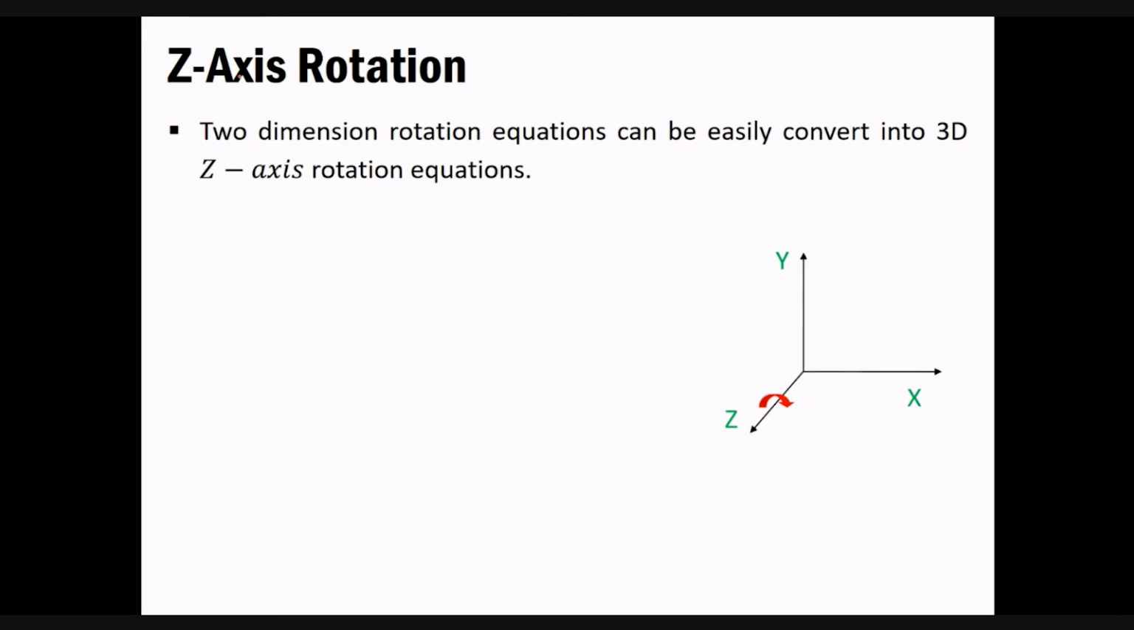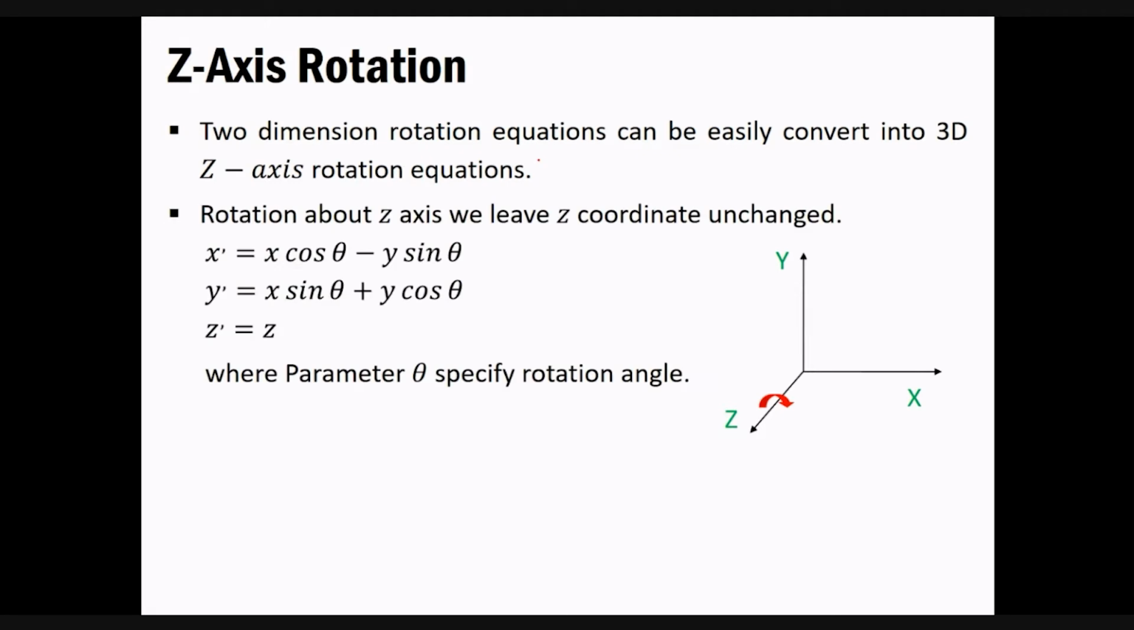The very first thing, as you can see on your computer screen, is z-axis rotation. The two-dimensional rotation equation can be easily converted into the 3D z-axis rotation equation. How? That we will see. It says rotation about the z-axis will leave the z coordinate unchanged. So whatever information we have on the z-axis, you just have to keep it as it is. You don't have to perform anything on that coordinate, and we take the same thing that we used in the 2D concept. You just have to put the same thing over here.